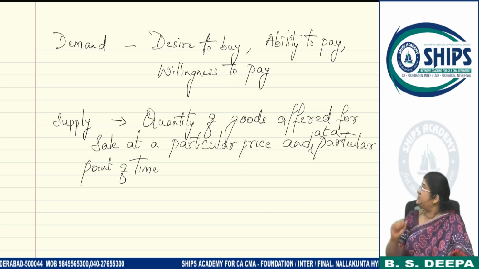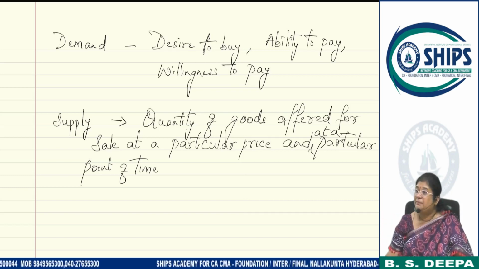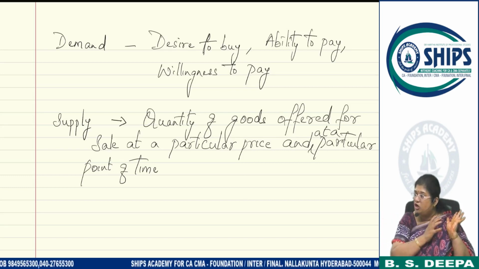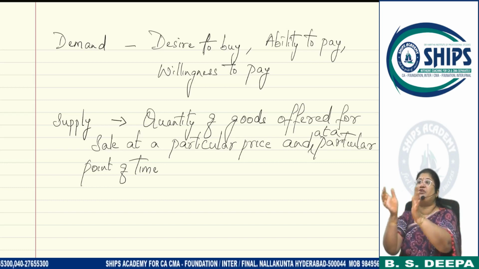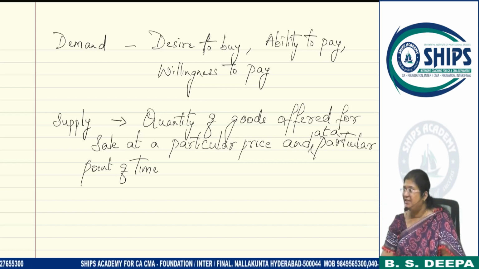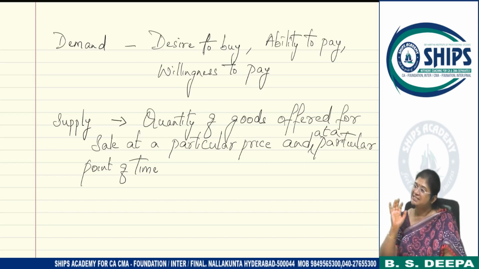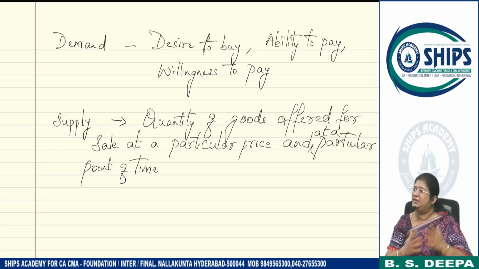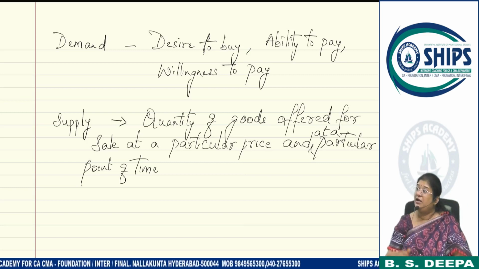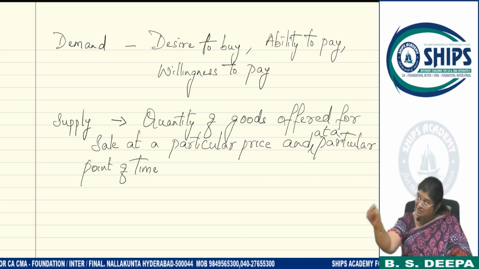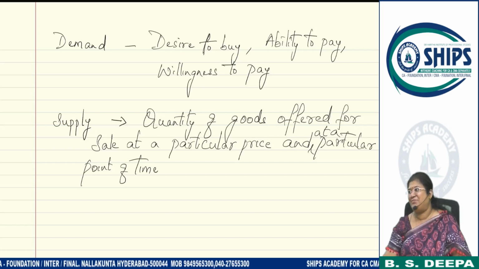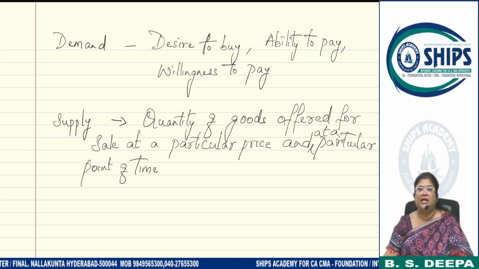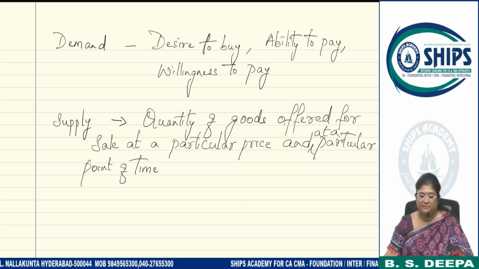So this is where supply means, out of the stock that you have, how much are you willing to sell at a particular price? That is what is called supply. You may have hundreds of things in stock, but exactly how much are you willing to sell at this price? That is what is supply. That is the difference between demand and supply.